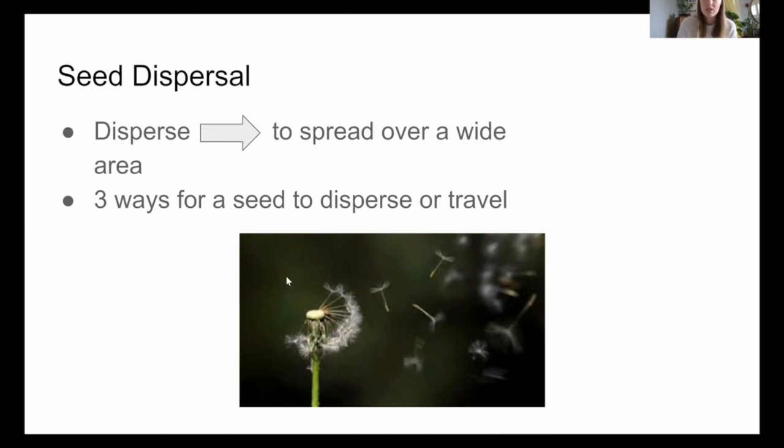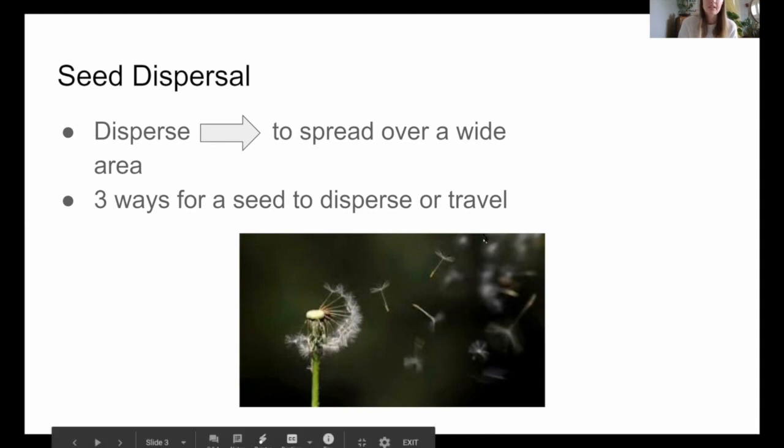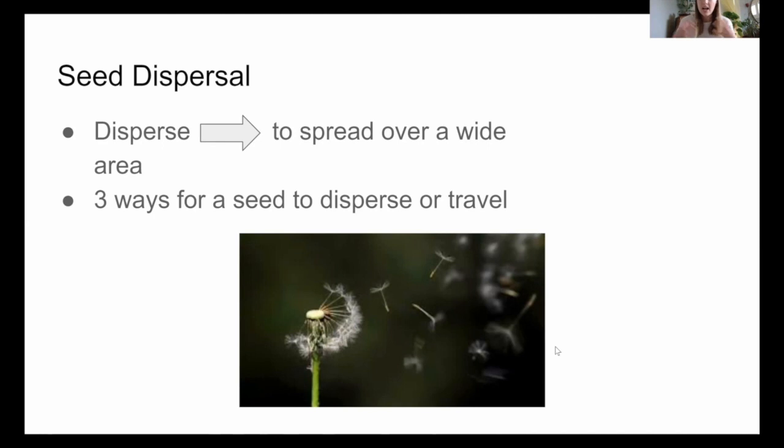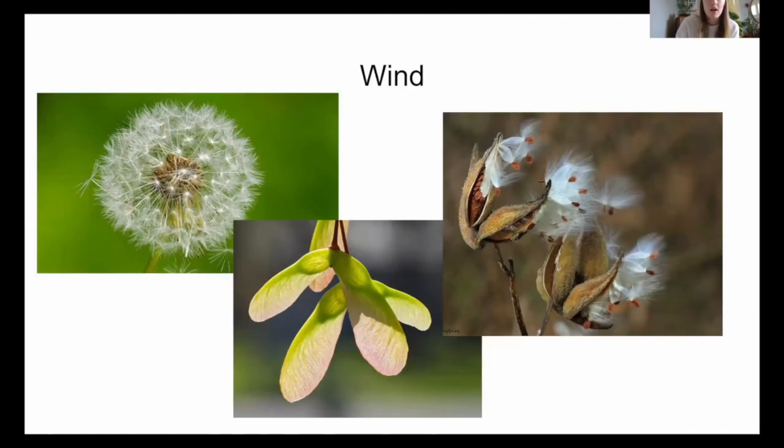And so I put a picture of a dandelion plant here because I think their seeds are iconic for when you blow on the plant, then their seeds disperse, right? And they get carried away in the wind. All right, so just like I mentioned with the dandelion plant, the first way that a seed can disperse is through the wind, right? It gets picked up and carried by the wind.